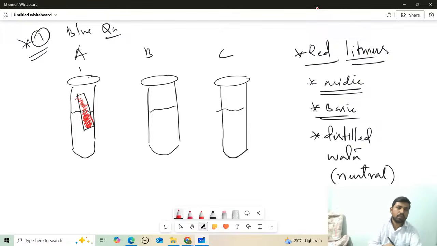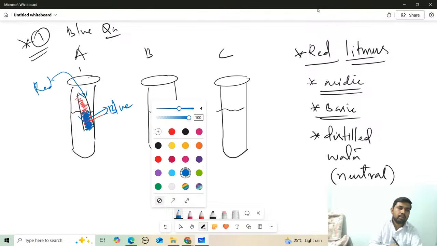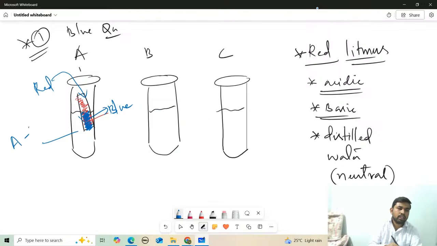Try to understand. If A is acid, red remains red. If A is neutral, red also remains red. Suppose in solution A, this paper turns blue. The half of the paper that is inside the solution turns blue. So we kept a red litmus paper, it turns blue, then A is basic in nature.